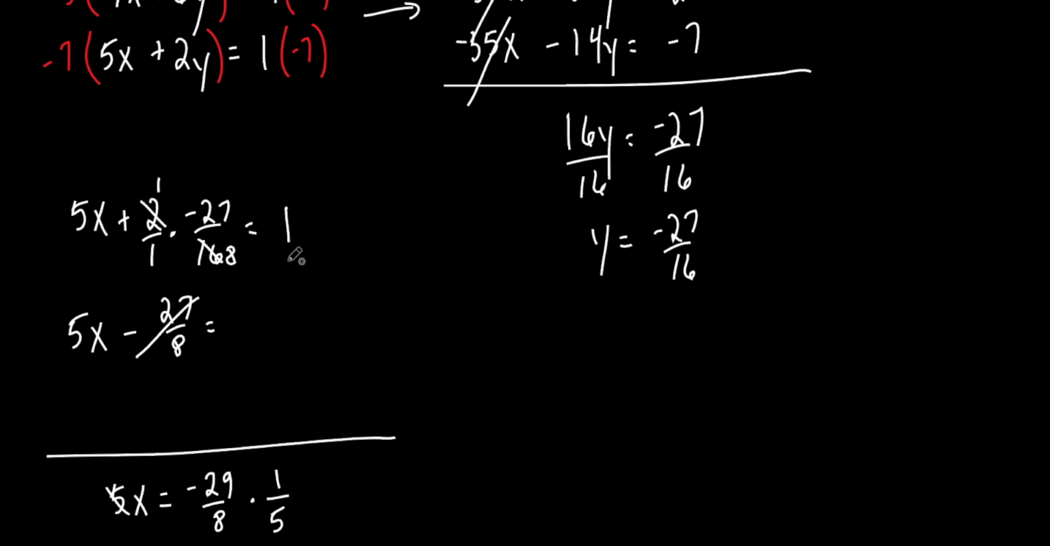Now, add 27/8 to both sides. So that's 8 over 8 plus 27 over 8. Did I do that right? Yep, that's 35 over 8. Let's get rid of all this. All right, so I've got 5x equals 35 over 8, and then divide by 5 or multiply by 1/5.